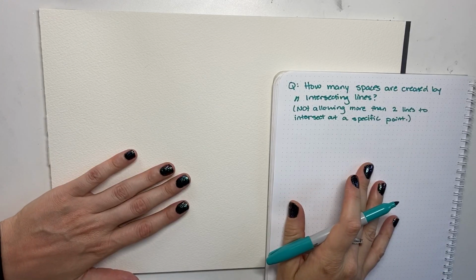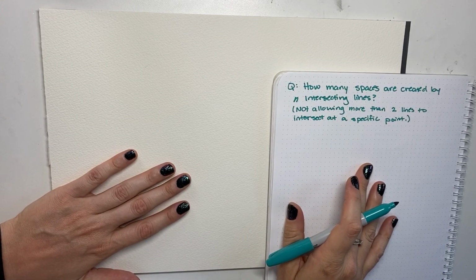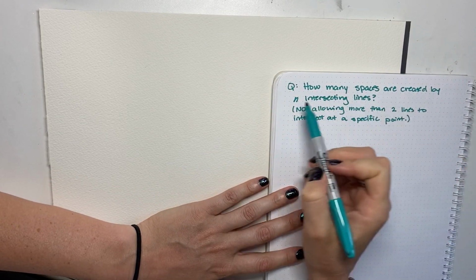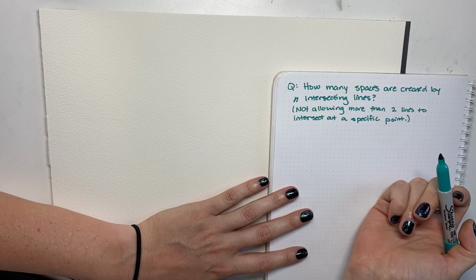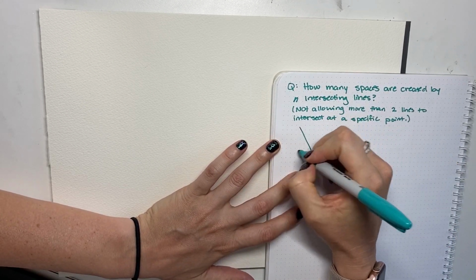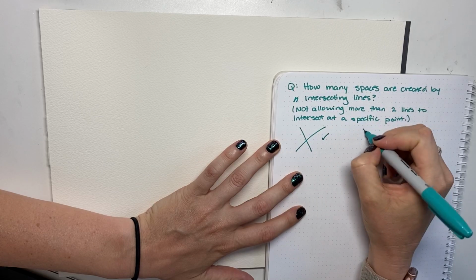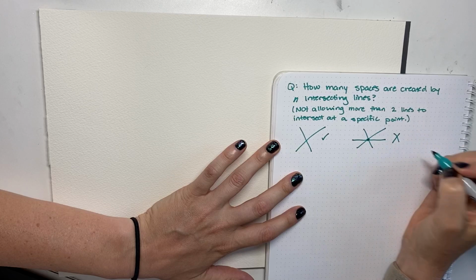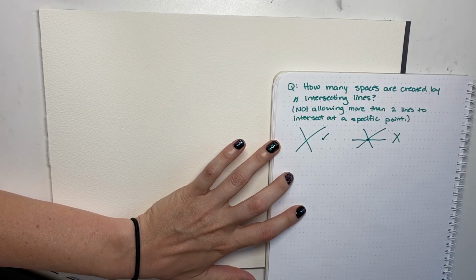Okay, so this is going to be the most beautiful proof I've ever seen. And it is to this question: how many spaces are created by n intersecting lines? And we're not going to allow more than 2 lines to intersect at any specific point. So like that is good, but if we did that, or like they're all at the same point, that's a no-no.